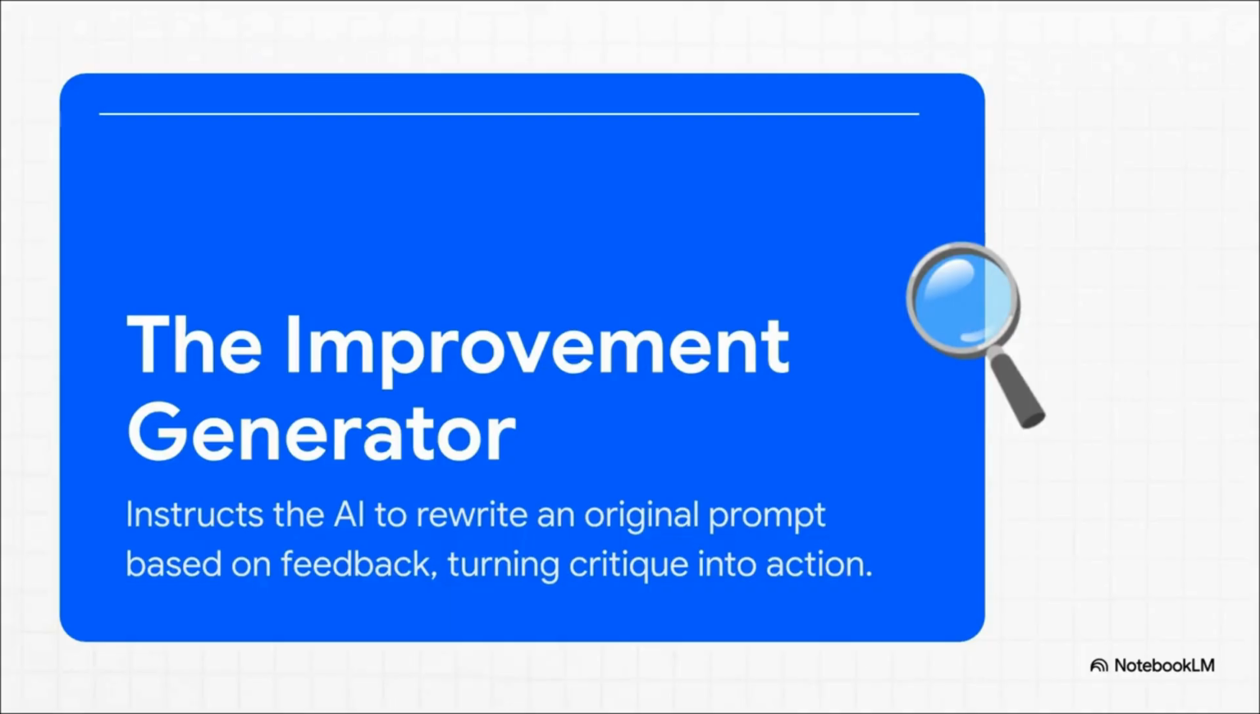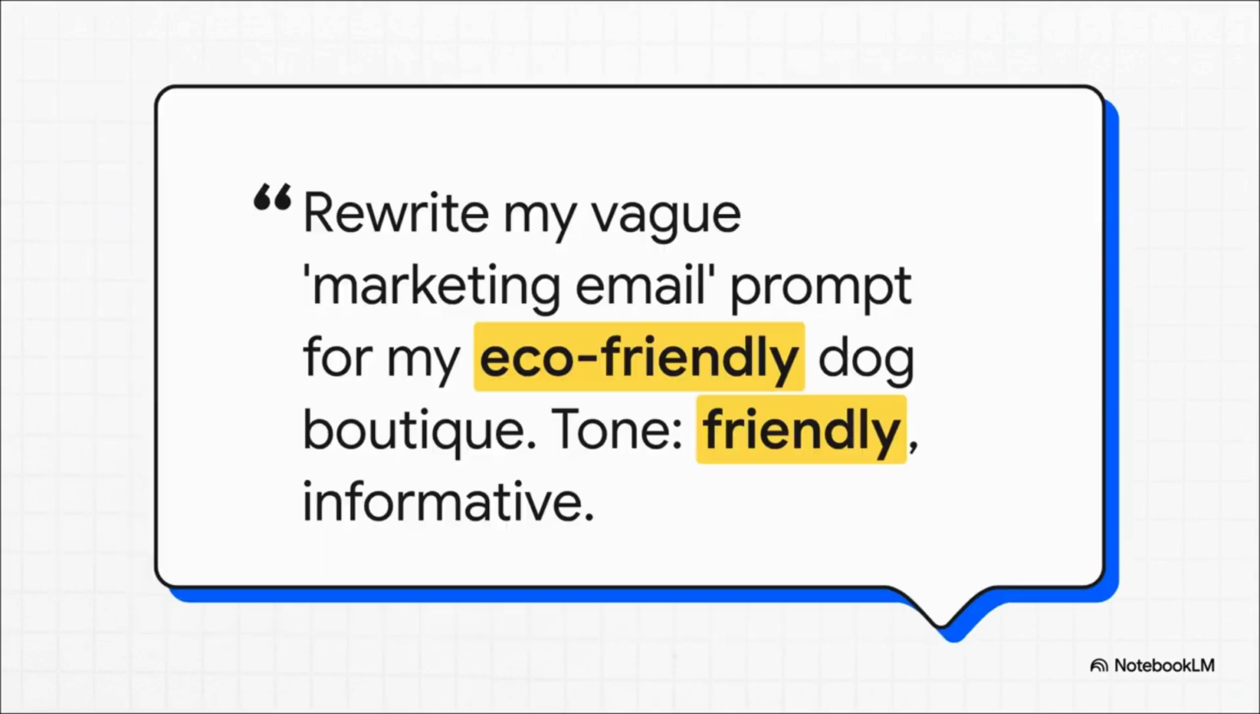First up, we have the improvement generator. Think of this as your AI's own internal editor. So instead of you trying to guess how to improve a weak prompt, you just give the AI your feedback and tell it to rewrite the prompt for you. Just look at this example. You're not just trying again. You're explicitly telling the AI what was wrong: "My prompt was too vague." And then you're giving it all the raw ingredients it was missing. Your niche, your audience, and the exact tone you need. You're teaching it how to build a better prompt for you.